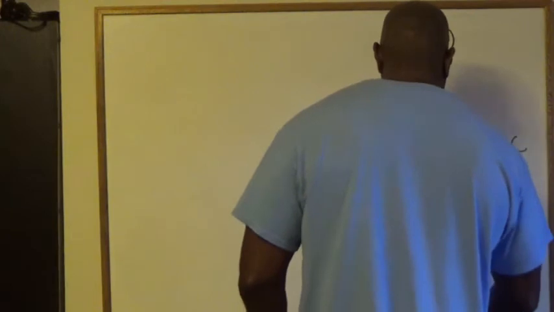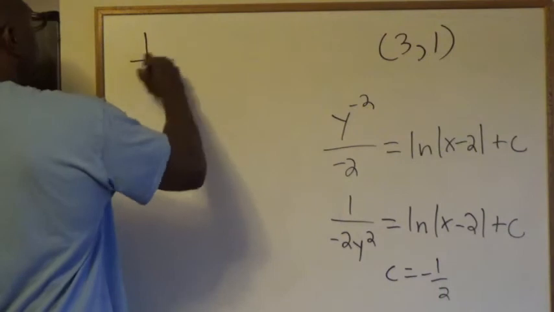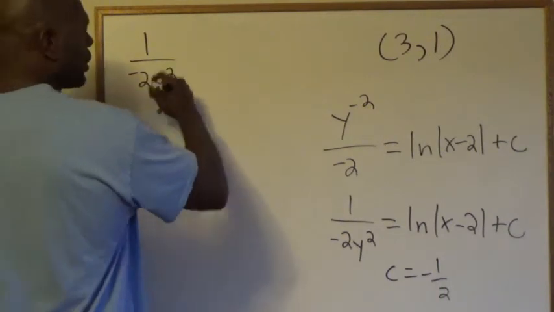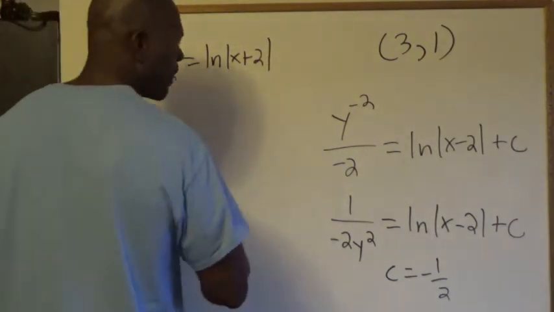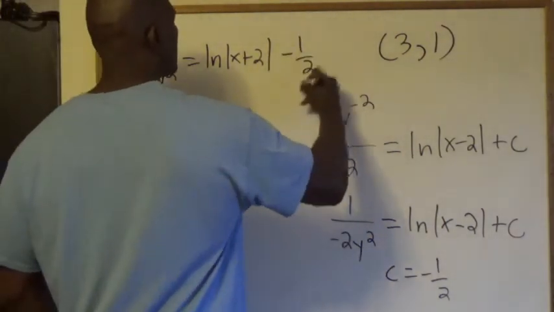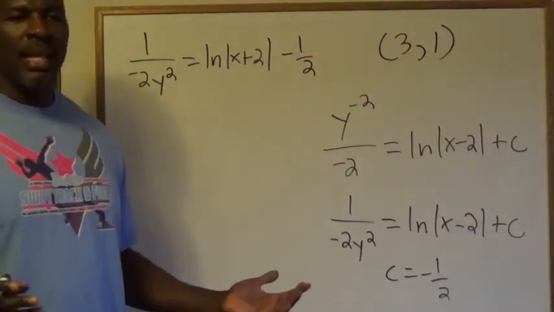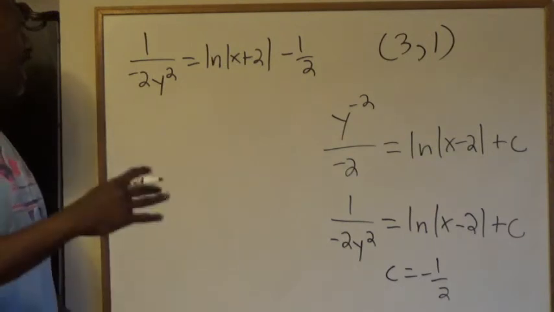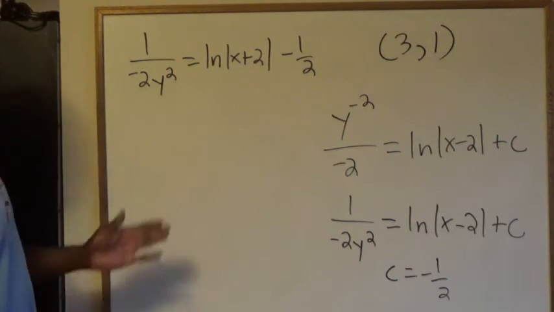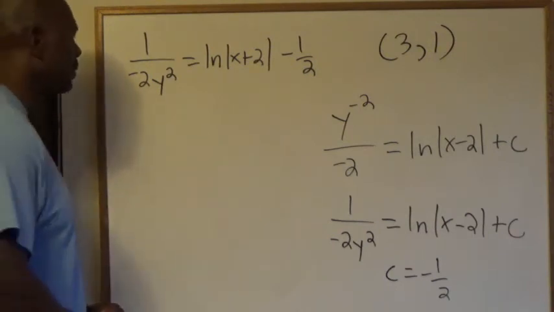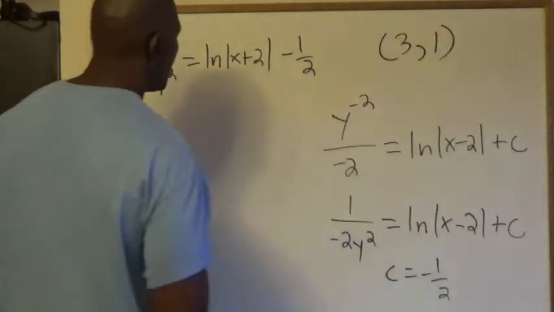c is negative 1/2. So the equation is 1 over negative 2y squared equals ln|x - 2| minus 1/2. Now I'm going to do algebra. I have a lot of things I can do. It's not like there are certain things I have to do first. I can do it in various orders. But what I would like to do first is multiply everything by -2. I'm multiplying everything by -2 to get rid of this guy. So everything's being multiplied by -2.